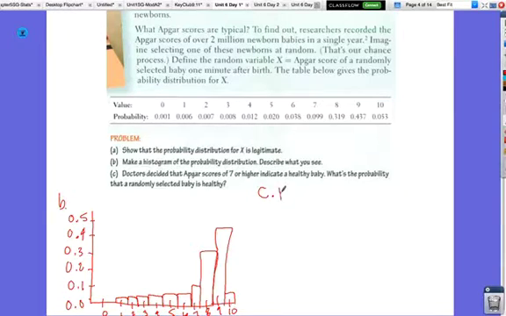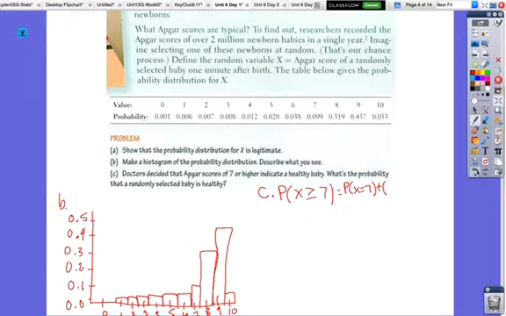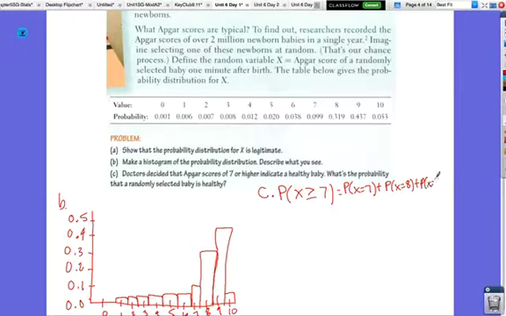Alright, so if we are finding the probability that a baby has an APGAR score of 7 or higher, then that means that we're going to let X, which is going to represent our APGAR score, be greater than or equal to 7. So if it's greater than or equal to 7, we're going to 10. So that means that we would say the probability X equals 7, we would add to it the probability that X equals 8, plus the probability X equals 9, plus the probability that X equals 10.